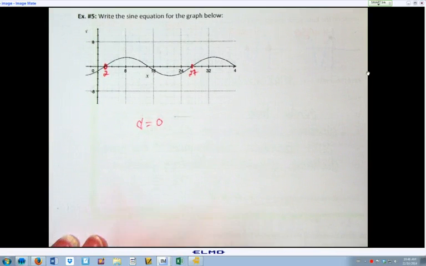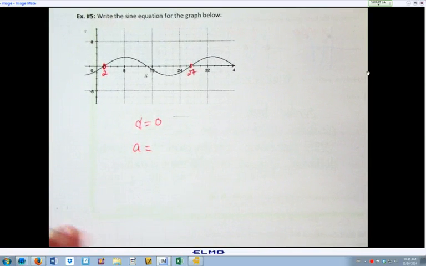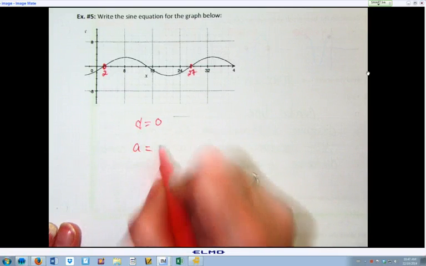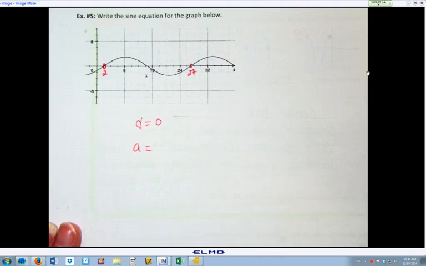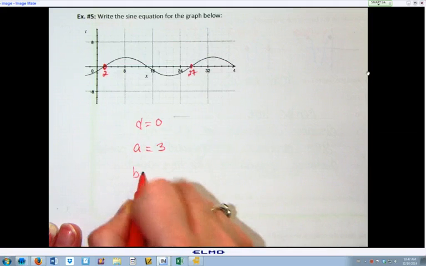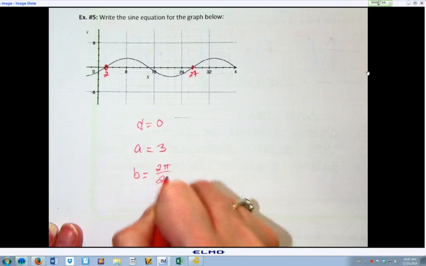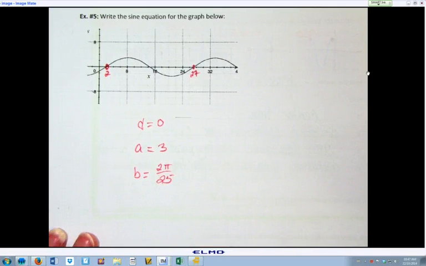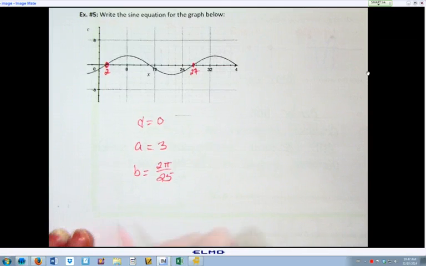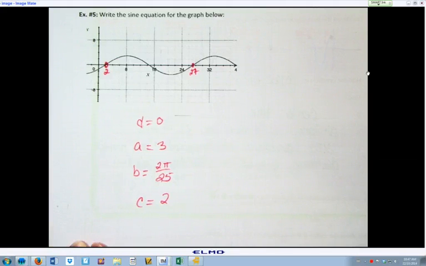Confirm? Okay. I like to do A next because it's linked to D. I heard 3.5. Confirmed. Okay. Then I like to go to B. 2 pi divided by 25. Okay, can we reduce? Nope. C value? Okay, 2 if you cut at the same spot as me. If you cut somewhere else, it might be different.